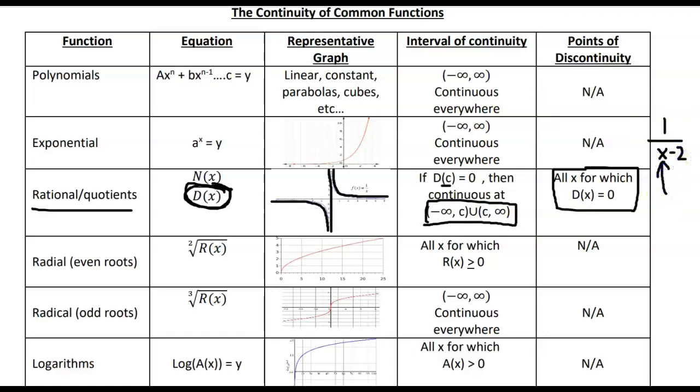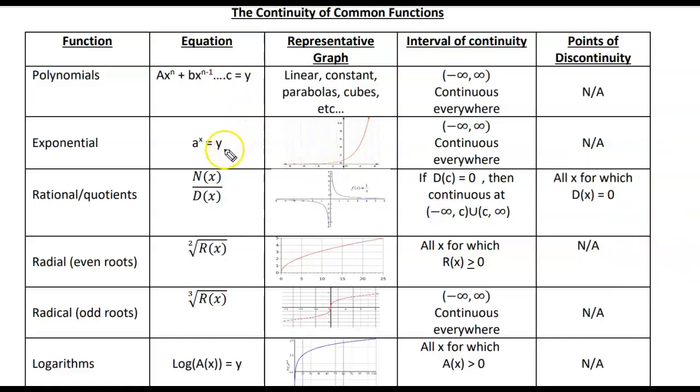what value of x will make the bottom equal 0? Well, the answer is 2, right? So we have a discontinuity at x equals 2, but it's continuous everywhere else. So anything from negative infinity up to 2, as well as anything from 2 up to infinity. But notice I'm using parentheses, which means that 2 is not included. So basically, this is just a really complicated mathy way of saying it's continuous everywhere except for 2. All right? So that's rational quotients.